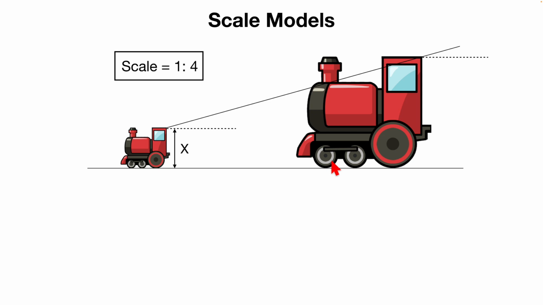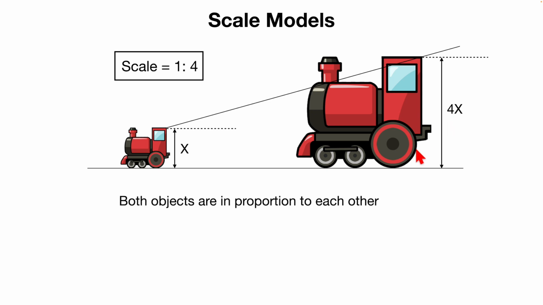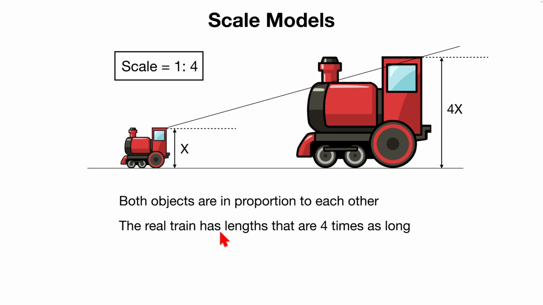If we look at the height, for example, if we make the height of this x, then the height of this, the real train, is 4x. Both objects are in proportion to each other. The real train has lengths that are 4 times as long. The model train has lengths that are a quarter as long.